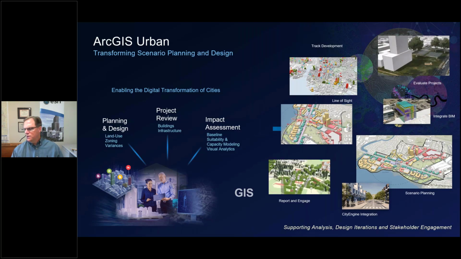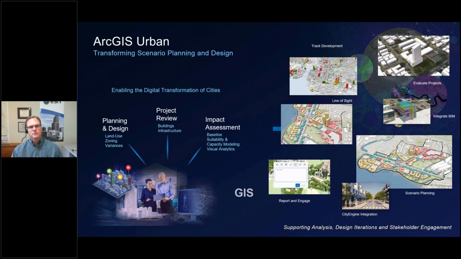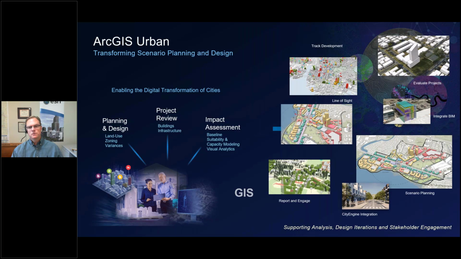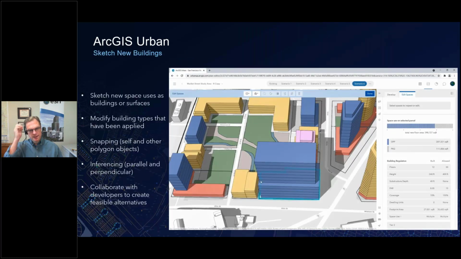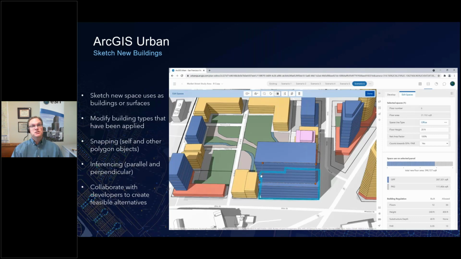So we had a new release of Urban come out just recently, actually, a few weeks ago, and I wanted to highlight some of the things that are new here. So one, I love this part. You can sketch new buildings yourself. So typically what Urban will do is allow you to create a building envelope based on maximum development that's allowed within that building envelope, based on setbacks, building height, floor area ratio, and so forth.